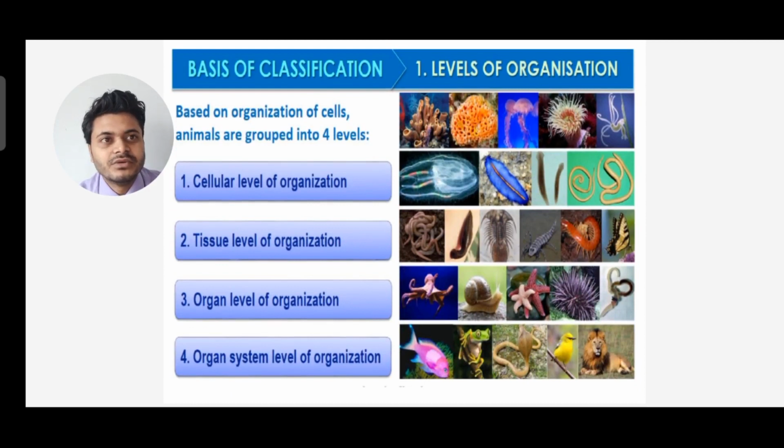So we'll first study about the level of organization. Based on the organization of cells, animals are grouped into 4 levels: cellular level of organization, tissue level of organization, organ level of organization, and organ system level of organization. Few animals are of cellular level organization, they have only one cell. Few organisms have tissue level organization, that means a group of cells combine to form a tissue. So what is tissue? A group of cells performing similar function is called tissue. And few animals have only organs in their body, and few animals have organ systems in their body.